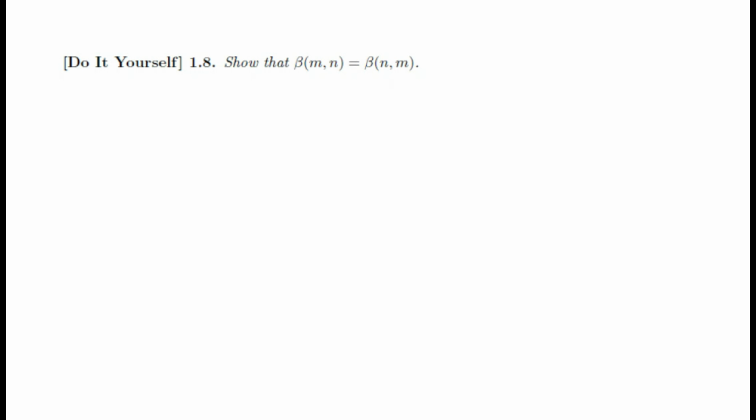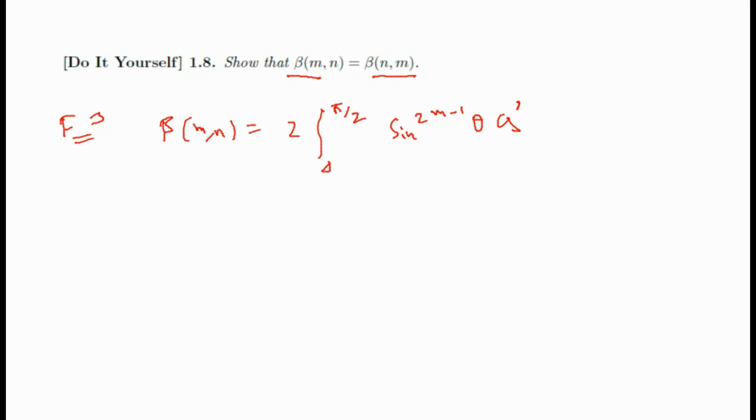A small property I will discuss is that beta(m,n) equal to beta(n,m), that is, the beta function is symmetric in m and n, and it can be easily shown. So we will start with form 3, and form 3 says that beta(m,n) equal to 2 integration 0 to pi by 2 sine power 2m minus 1 theta cos power 2n minus 1 theta d theta, or sometimes instead of theta you can write x also, no problem.